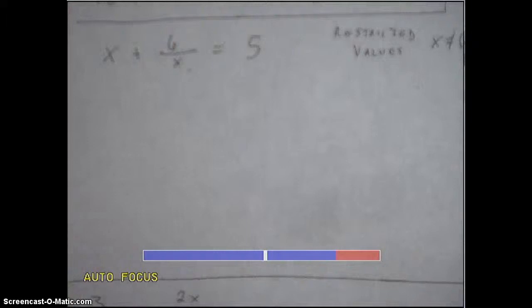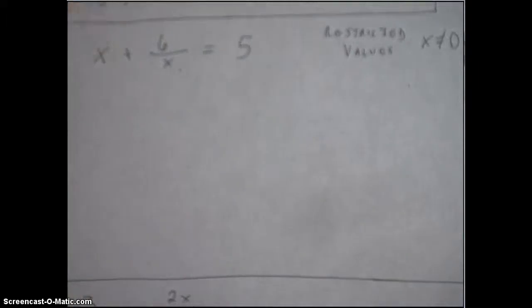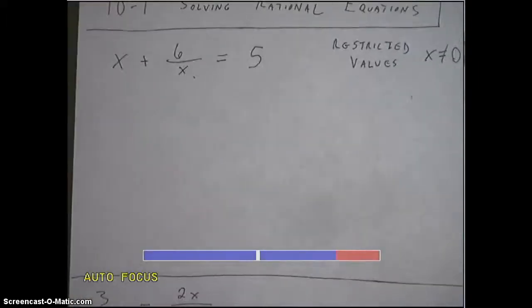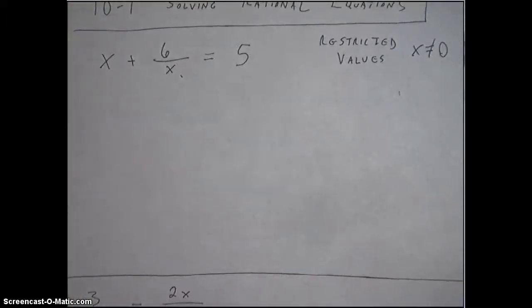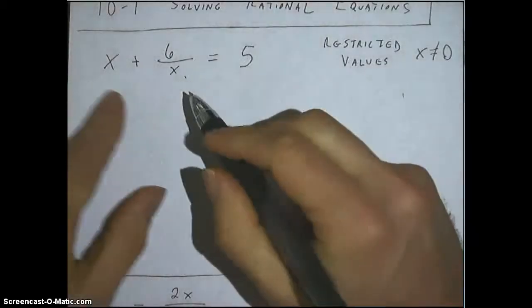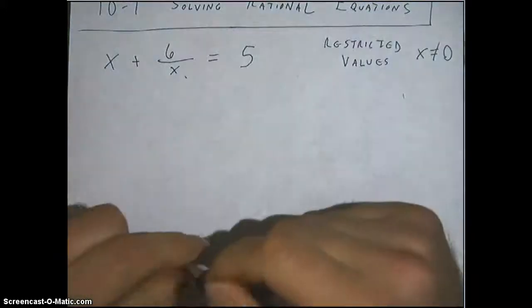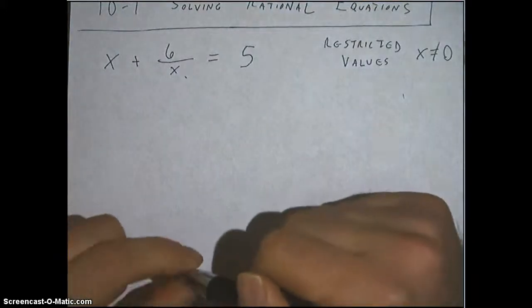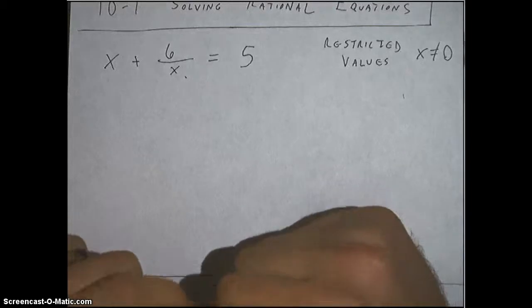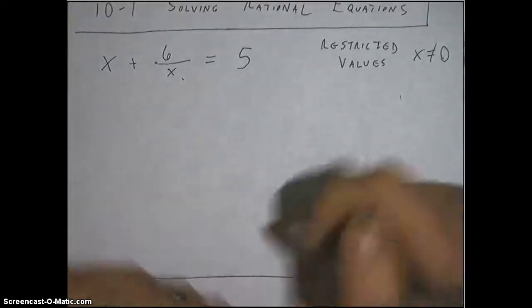To solve this, what we're going to want to do is somehow get the x by itself. Now there's a couple of ways to do this. You can either combine these fractions by finding the common denominator, or you can multiply both sides by the least common denominator. I'm going to choose the former method.